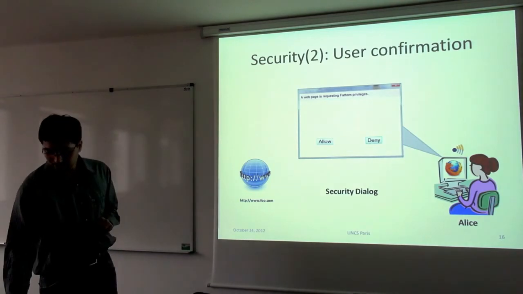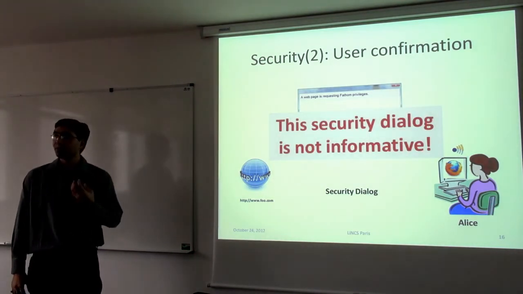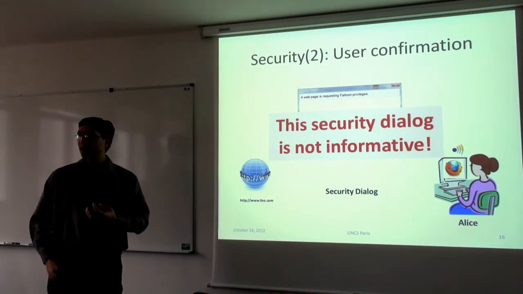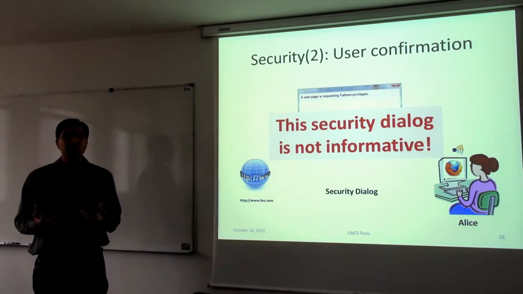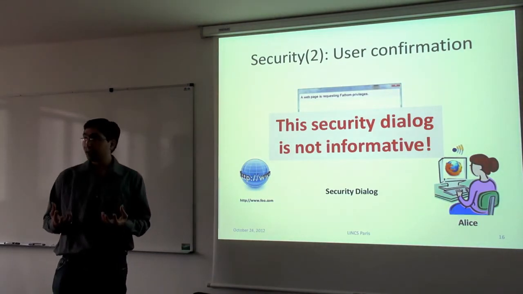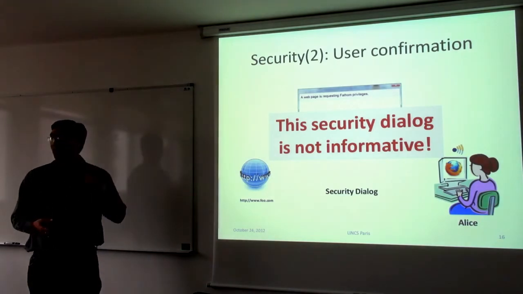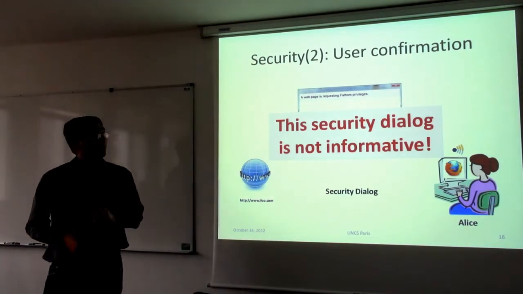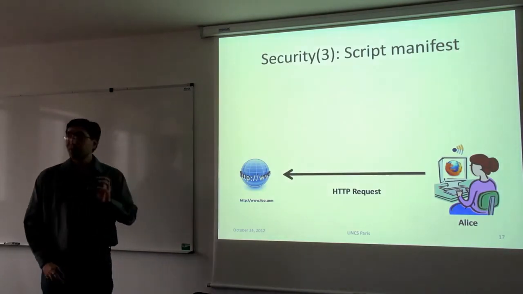But as you can see in this dialog box, this is not informative at all. It does not give any indication to the end user about the nature of the script being used, or what would be the set of client resources that would be used when the script executes. So Fathom mandates the use of a script manifest.